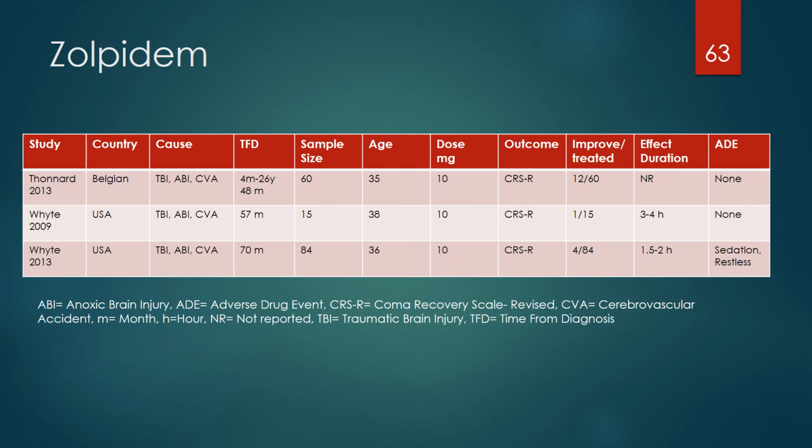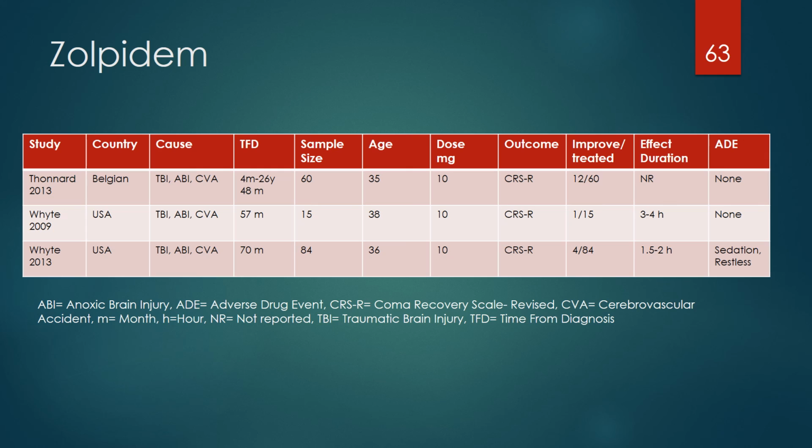There were two U.S. studies and a Belgian study, and the cause was either TBI or anoxic brain injury or cerebrovascular accident such as stroke. Time from diagnosis varied between 4 months to 26 years. Sample size was 60, 15, and 84 patients. Average age was 35, 38, and 36. The dose they used was 10 milligrams, and then the outcome was that CRS scale, coma recovery scale revised.